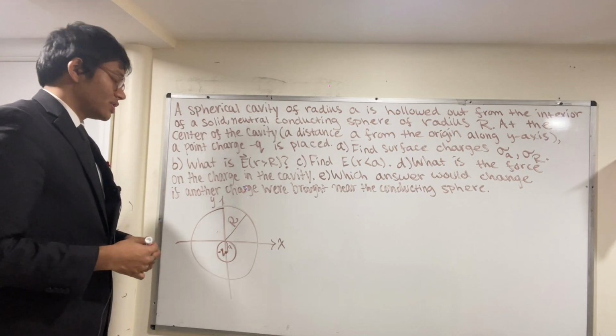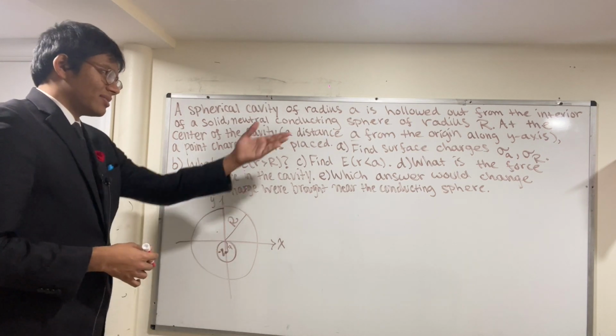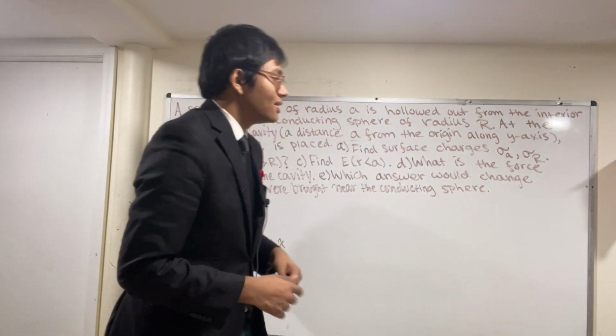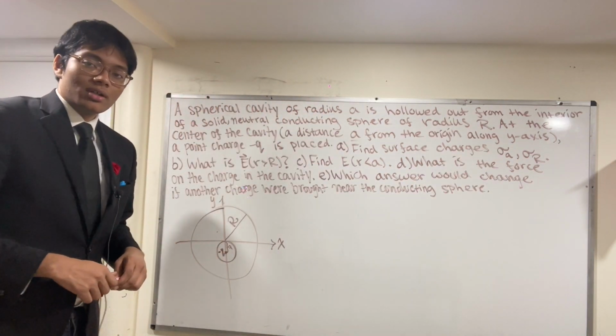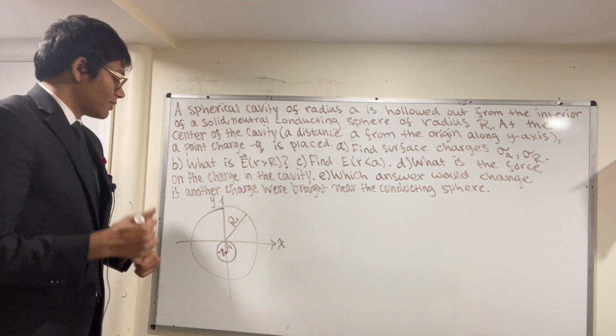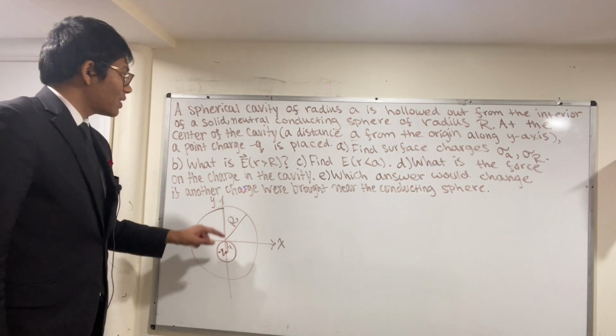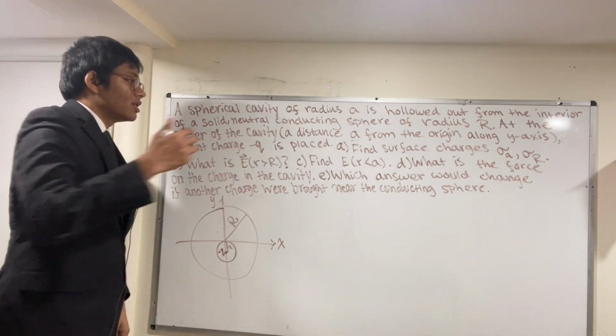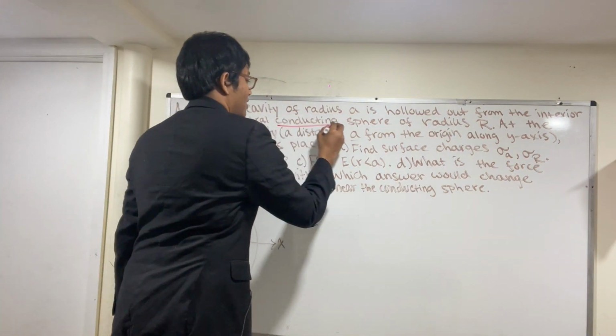Part A. Find the surface charges sigma sub A, I guess that's what you call this symbol, I still don't know to this day, sigma sub A and sigma sub R. Okay, let's do it. Well, this right here is a spherical cavity inside a solid neutral conducting sphere.